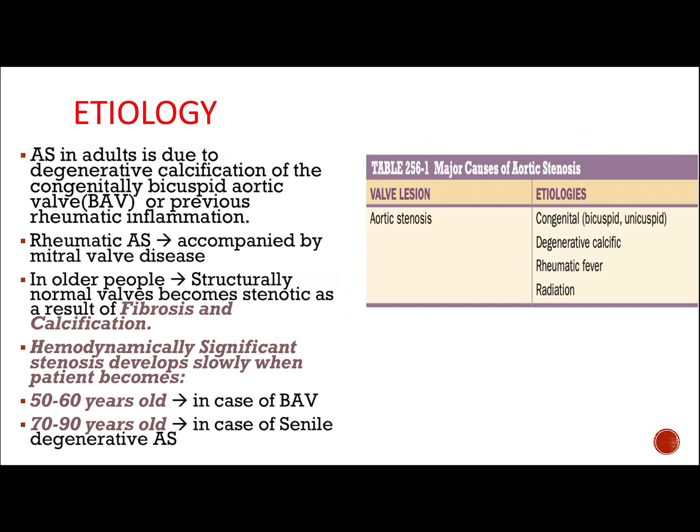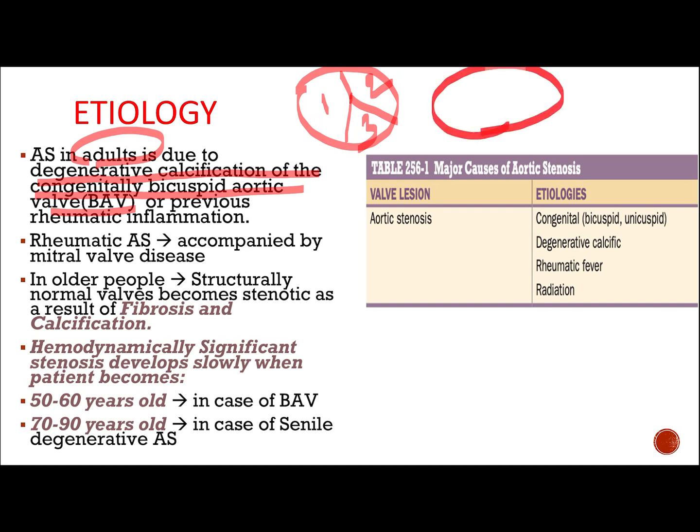Now, let's talk about the causes of aortic stenosis. What are the different causes of aortic stenosis? The most common cause of aortic stenosis in adults is a degenerative calcification of a congenitally bicuspid aortic valve. What do I mean by bicuspid aortic valve? The aortic valve is usually tricuspid, that is, there are 3 cusps, 1, 2, and 3. But in a child with a congenitally bicuspid valve, the aortic valve has only 2 cusps, and it is not as efficient as a tricuspid aortic valve.